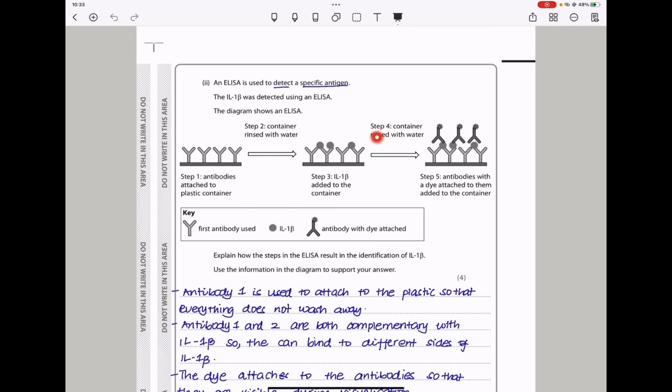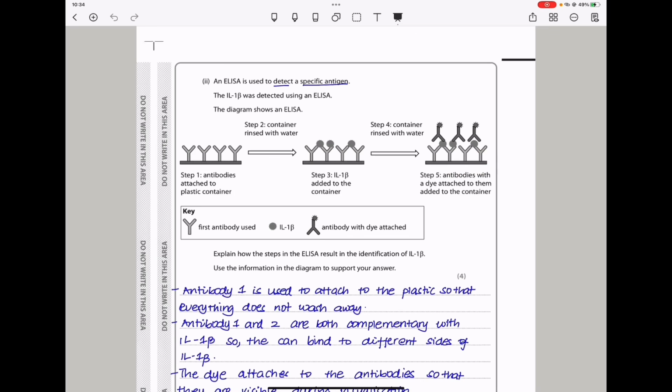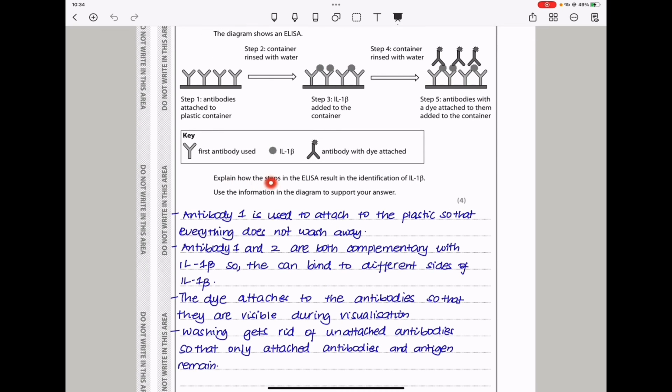And then step 4, the container is rinsed with water. This ensures that the unattached IL-1 beta is washed away as well. And step 5, antibodies with a dye attached to them are added to the container. This could be for visualization. So here they say, explain how the steps in the ELISA result in the identification of IL-1 beta. They want you to use information in the diagram to support your answer.